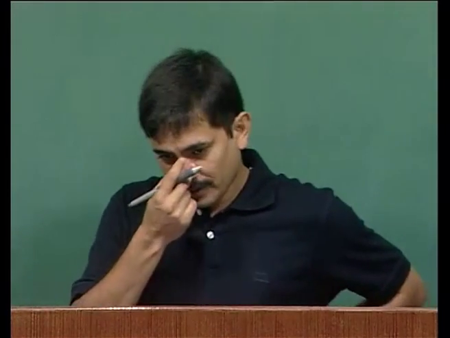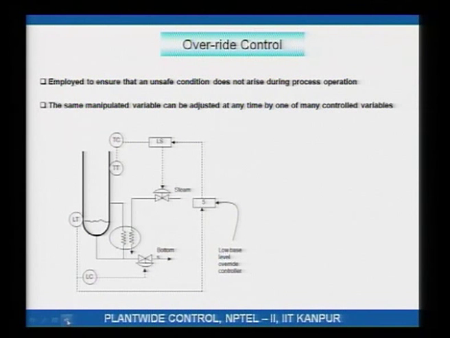Override control, like the word indicates, an overriding circumstance occurs during process operation which can potentially result in a safety hazard. So, then you have override control to ensure that the unsafe condition does not arise during process operation. And what override essentially means is the same manipulated variable is adjusted by different controllers.